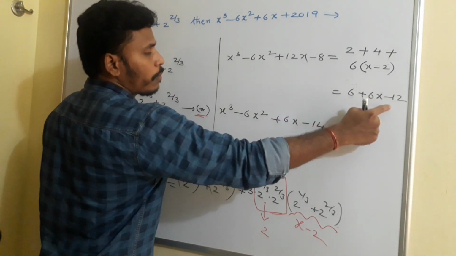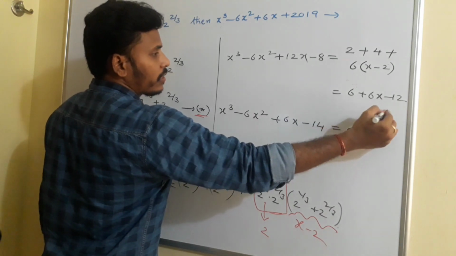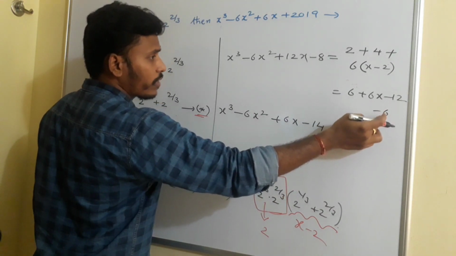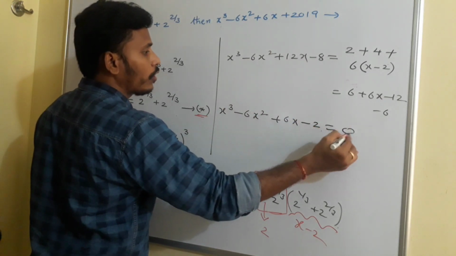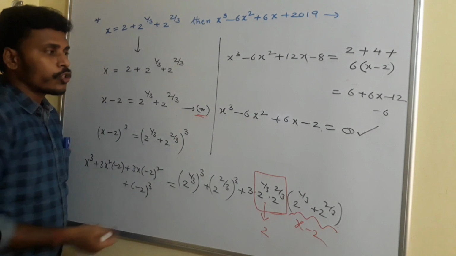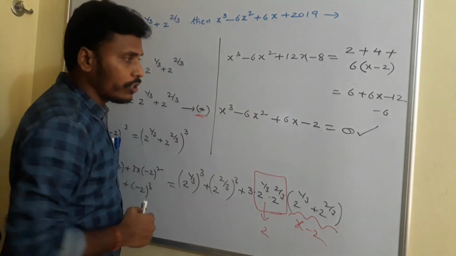6 minus 12 is minus 6. Yeah, minus 6. Right. If you send this minus 6 this side, it will become plus 6. So it becomes minus 2 is equals to 0. Is it right now? So x cube minus 6x square plus 6x minus 2 is equals to 0.